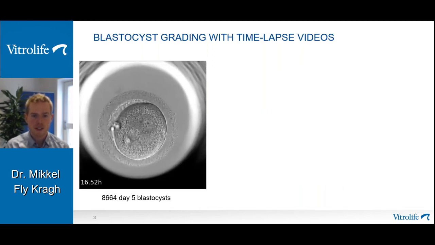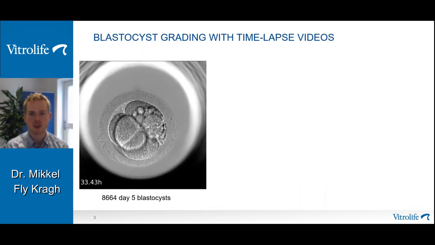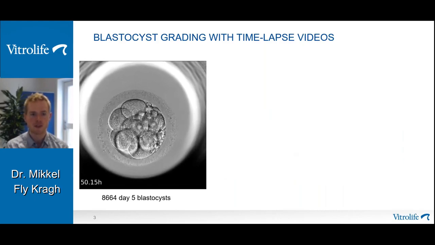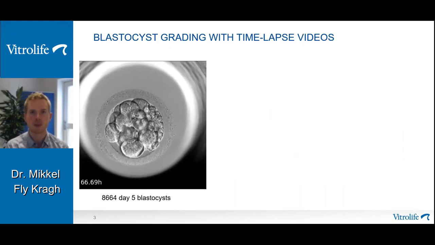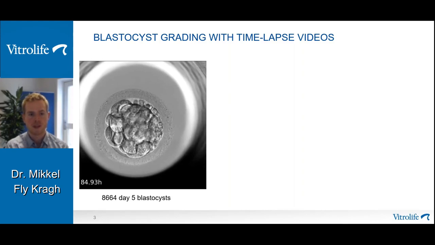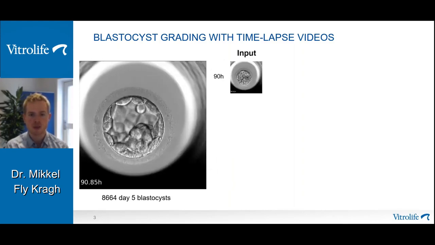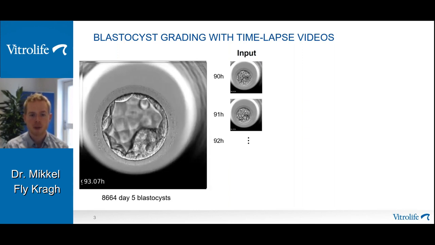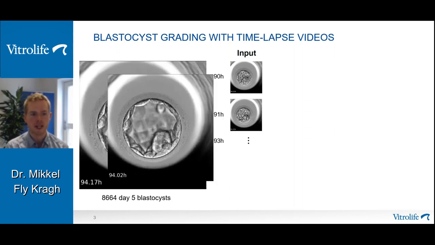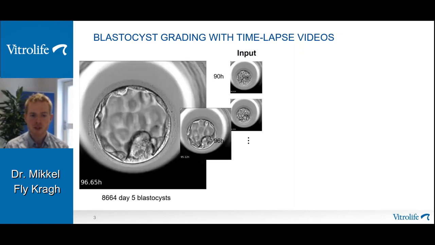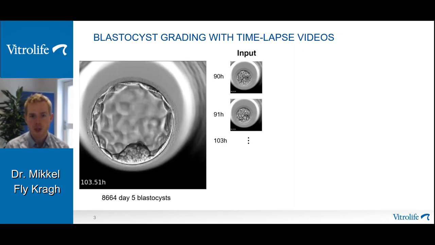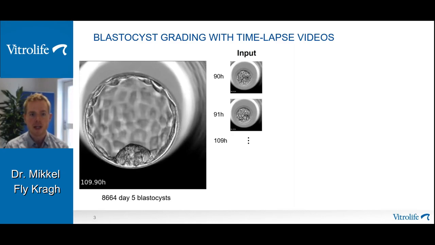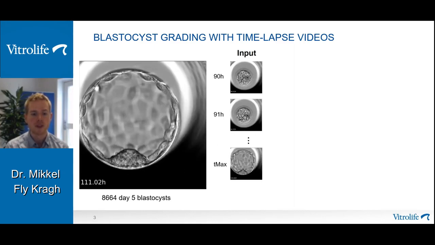The idea behind this is that in order to grade a blastocyst, we shouldn't just look at a single image of the blastocyst, but also look at how the embryo develops into a blastocyst. So as you can see, we have a time-lapse video showing the developing embryo over time. At a certain point in time, the embryo has been incubated for 90 hours. From there, we extract one frame from the video every hour until at a later point in time, the blastocyst reaches its maximum size. That is the maximum area.